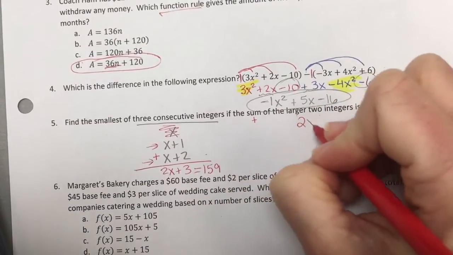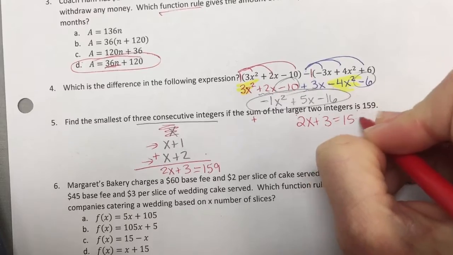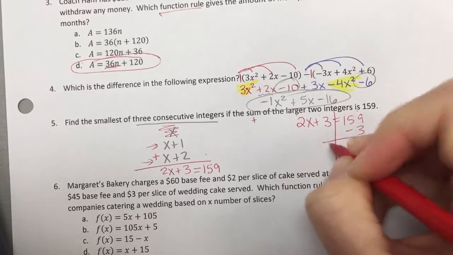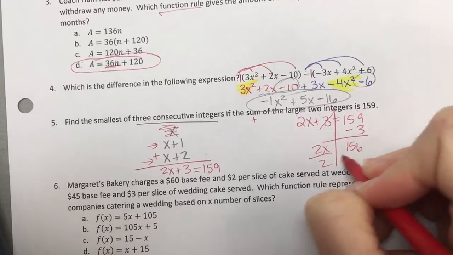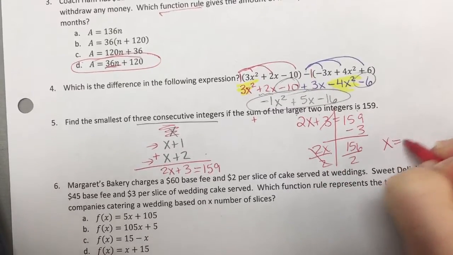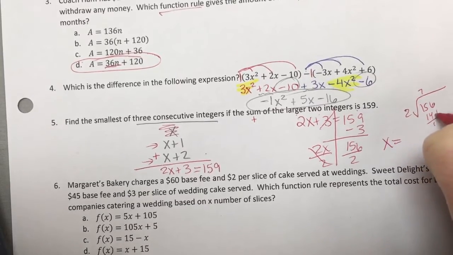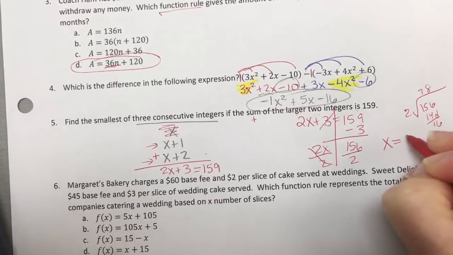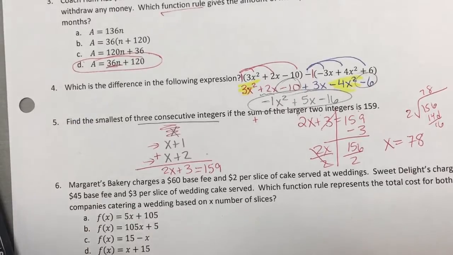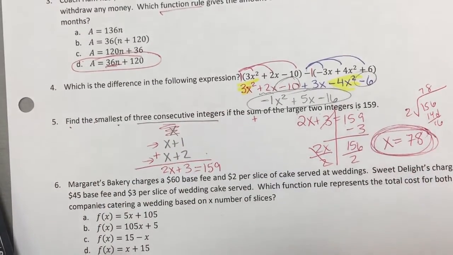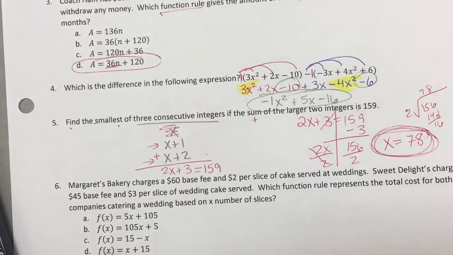So I need to solve that. 2x plus 3 equals 159. So I draw my line, subtract 3, so that gives me 156, and divide by 2. So 2 into 156, I get 78. And it says find the smallest. So 78 is the smallest.